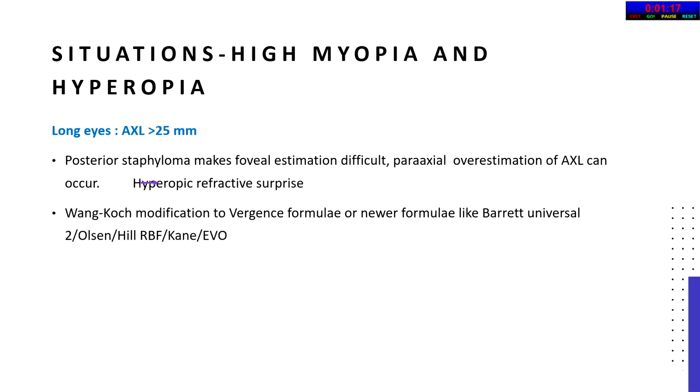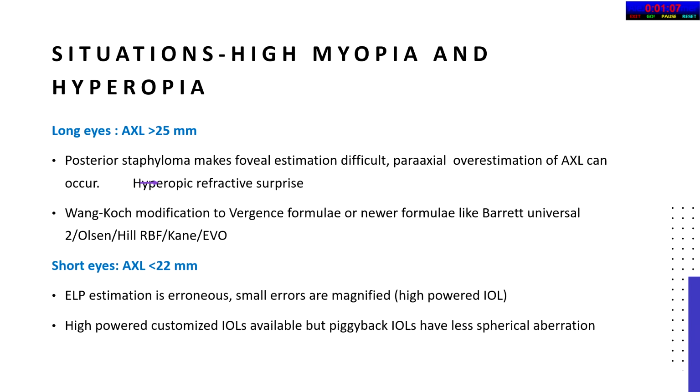And for short and long eyes, we should be more careful. In myopic eyes, there is a posterior staphyloma, which gives rise to a hyperopic refractive surprise. And for short eyes, the error results from the ELP calculation, where even small errors can give rise to higher errors. And even the IOL power is high-powered, which will give rise to more inaccuracy. When compared to myopic eyes, with the hyperopic eyes, we have to be more careful.